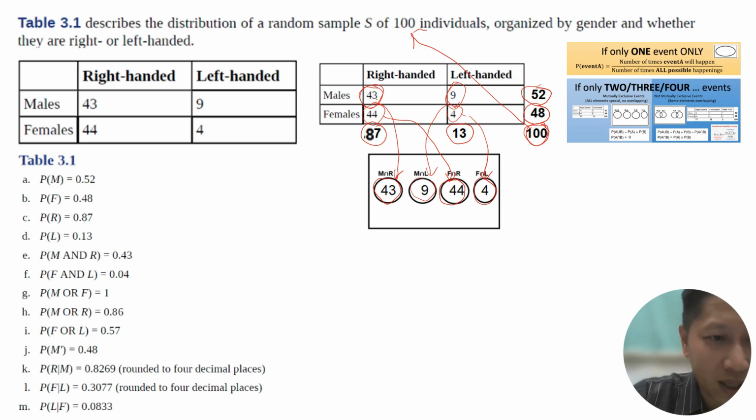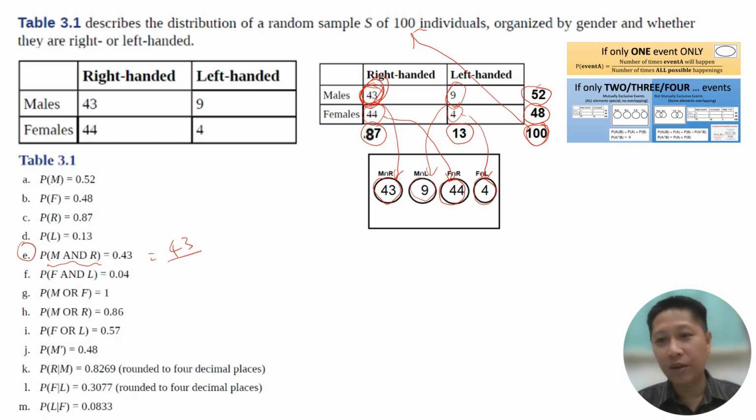Let us look at E. E wants us to find the probability of getting somebody that is a male and using their right hand. This means that from these 100 people, we're going to close our eyes and randomly pick somebody. What would be the chance that the person we pick is a male and also right-handed? So when we look at the contingency table, male and right hand is 43 individuals. Divide by the total, everybody, which is 100. It will reflect as 0.43.